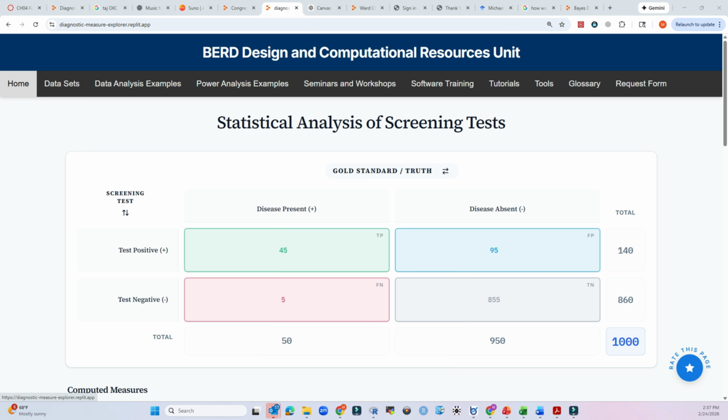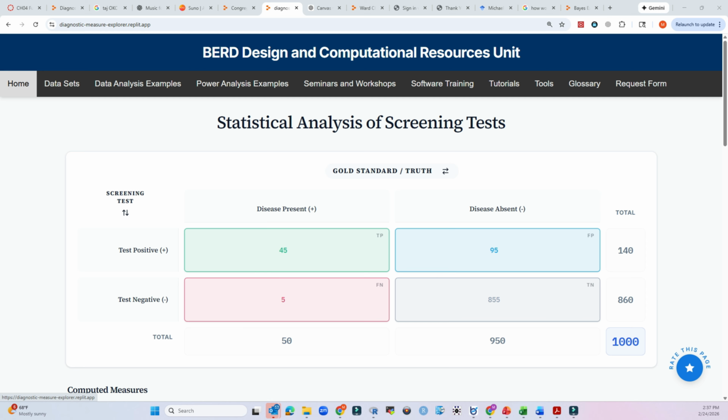Looking at the column totals then, we see that 50 out of 1,000 subjects had the disease and the other 950 didn't. Similarly, if we look at the row totals, we see that 140 had a positive test result and 860 didn't. If we look at the cells within the table, we have up in the right corner a little acronym: TP, FN, FP, TN.